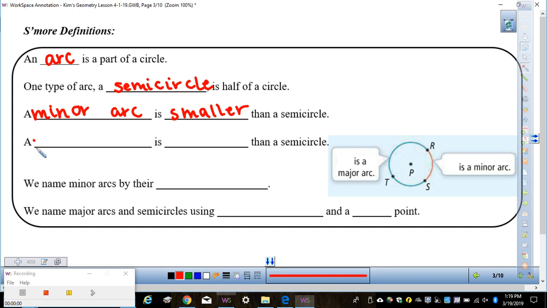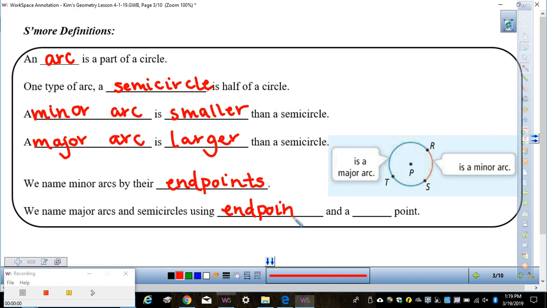And we also have a major arc, which will be larger than a semicircle. So we're going to name minor arcs by their endpoints, and we're going to do some practice with this. And we name major arcs and semicircles using endpoints, but also a third point. You have to have that third point in there so that we know that it is more than just a minor arc.